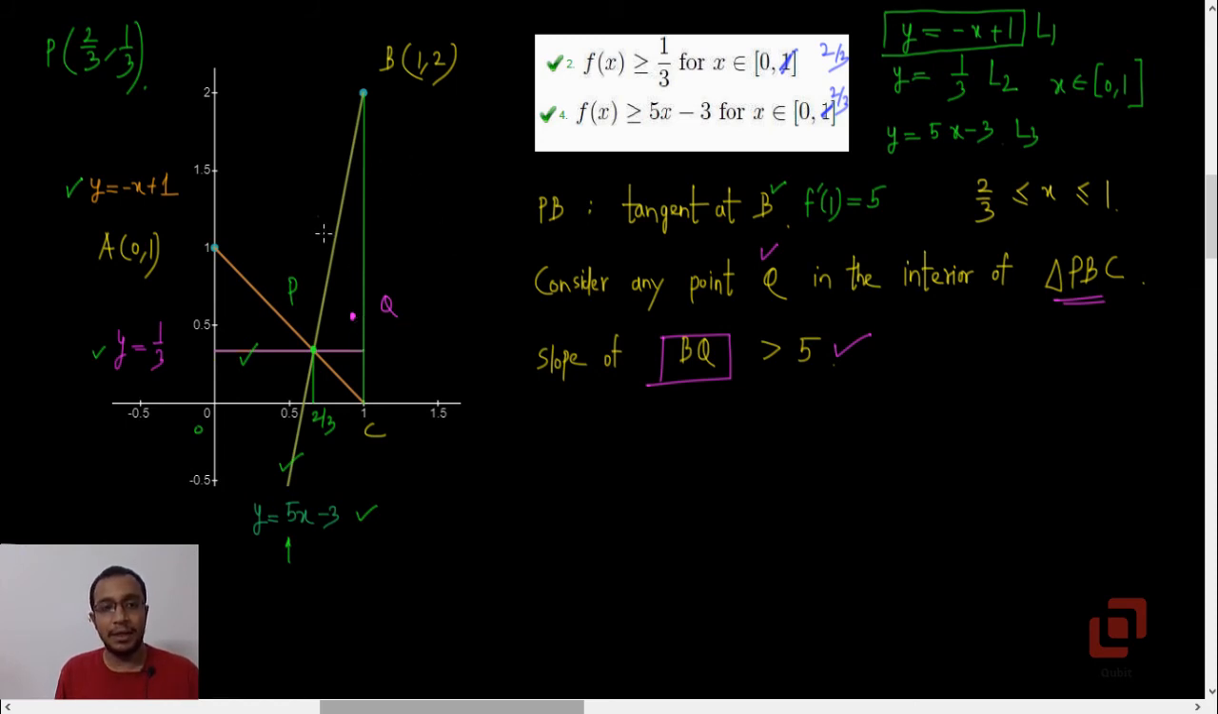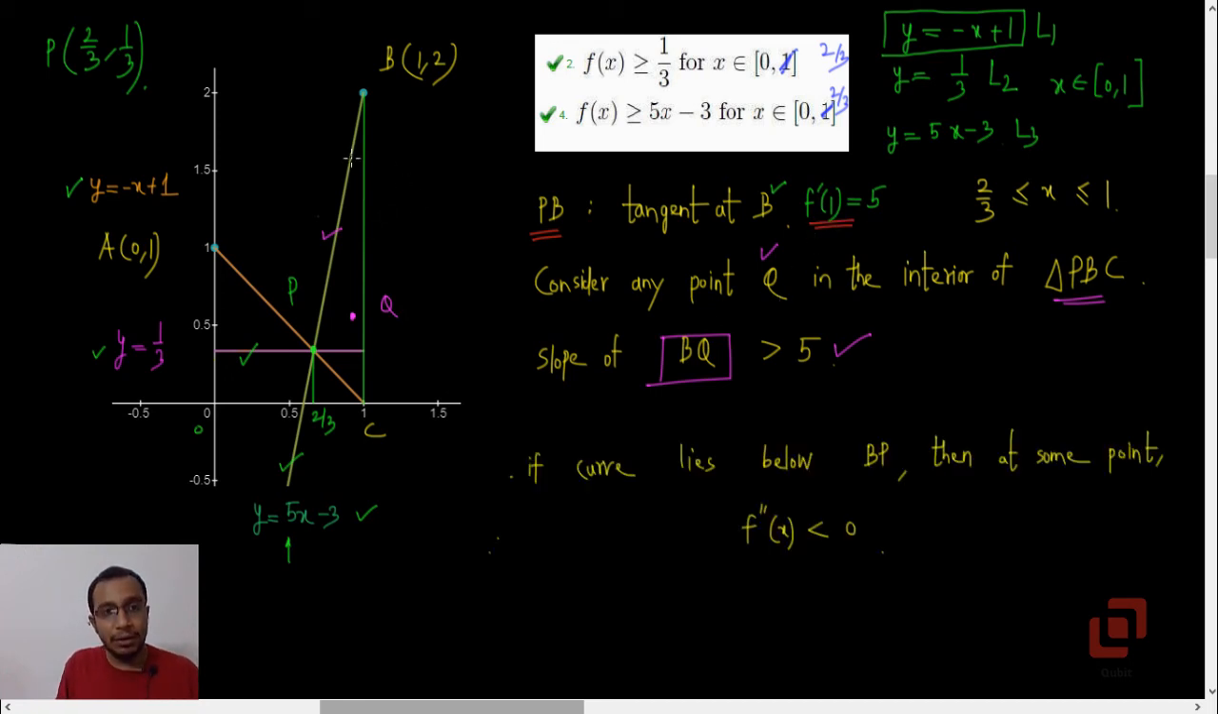because you can clearly see that the inclination of line BQ is going to be greater than that of y equal to 5x minus 3, but still it is an acute angle. Because tan is an increasing function from 0 to 90 degrees, or 0 to pi by 2, slope of BQ will be greater than 5. And what did we discuss previously? PB being a tangent, f dash of 1 is 5.